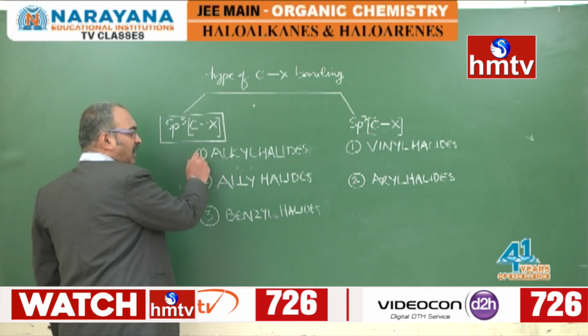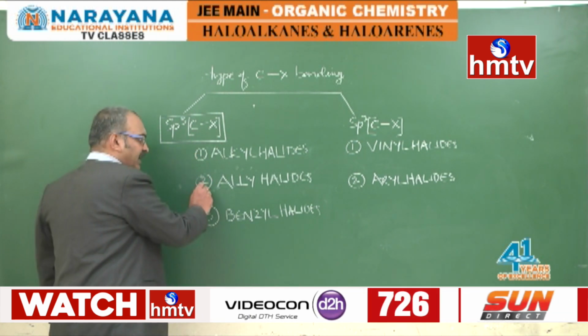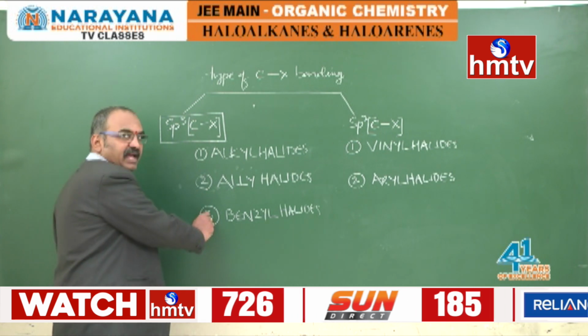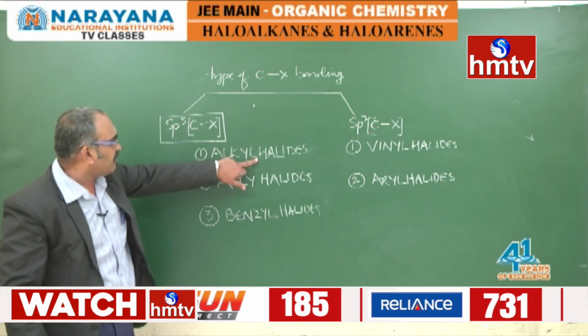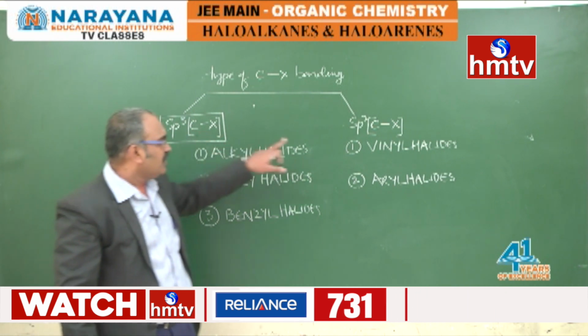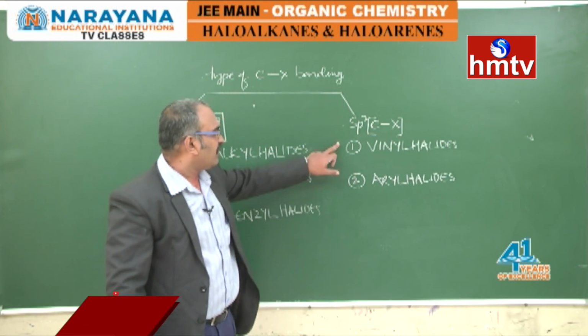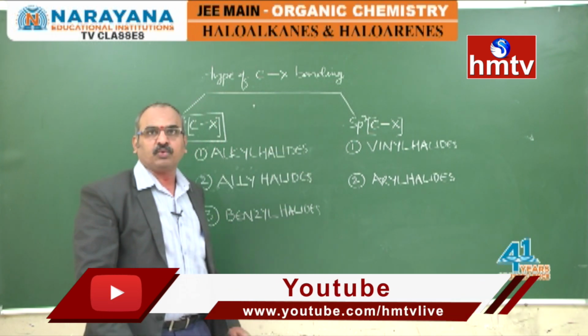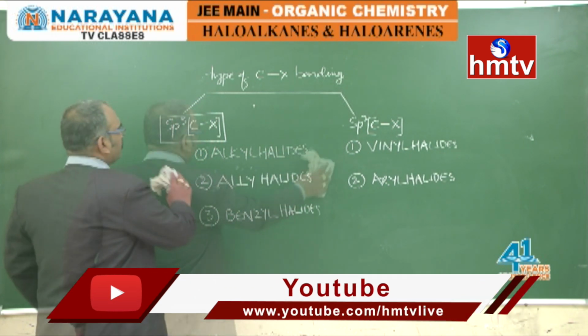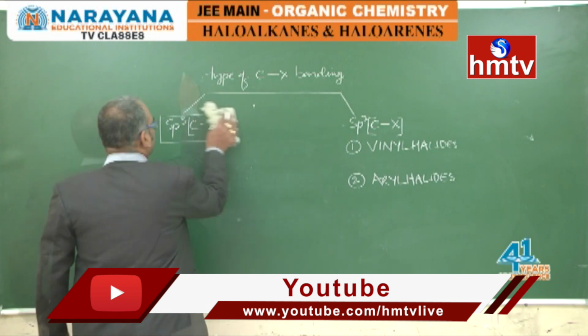In alkyl halides, allyl halides and benzyl halides, the halogen atom is attached to an sp3 carbon. In vinyl halides and aryl halides, the halogen atom is attached to an sp2 carbon. Now let us take up examples.